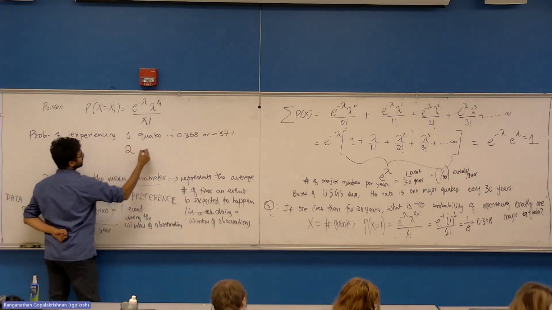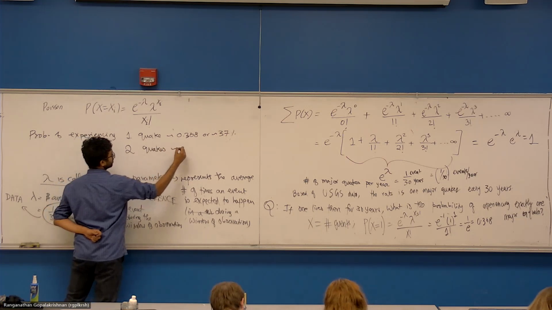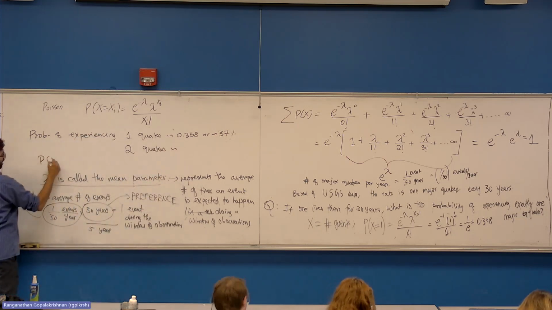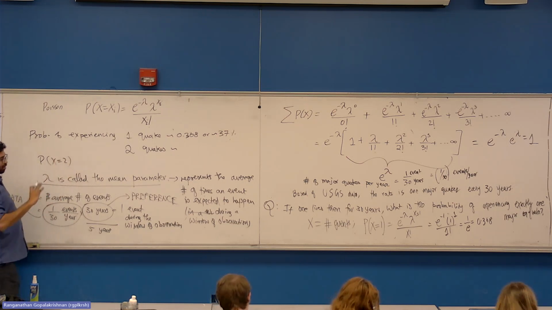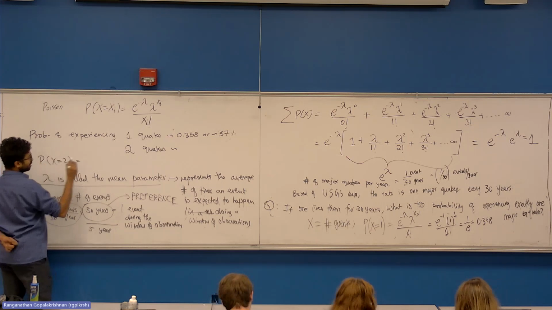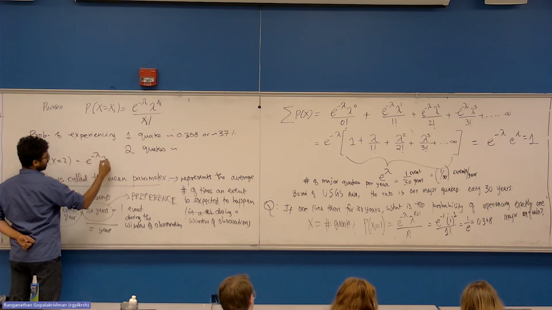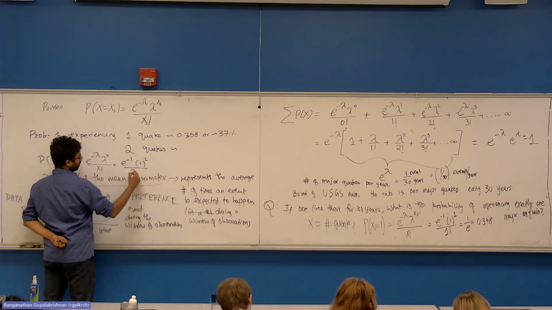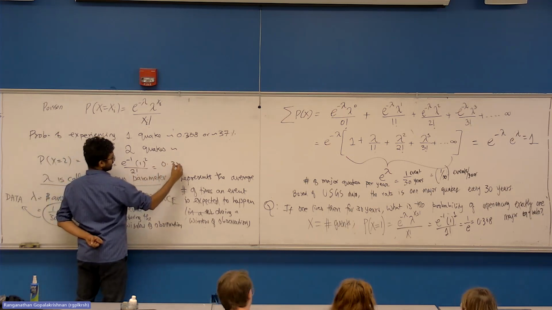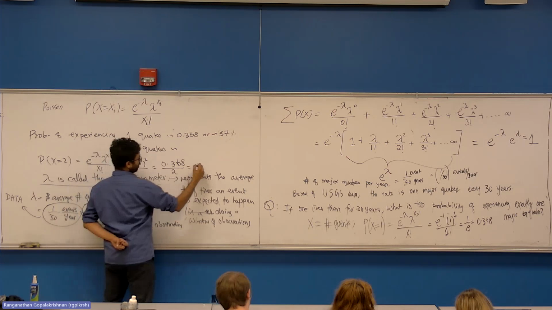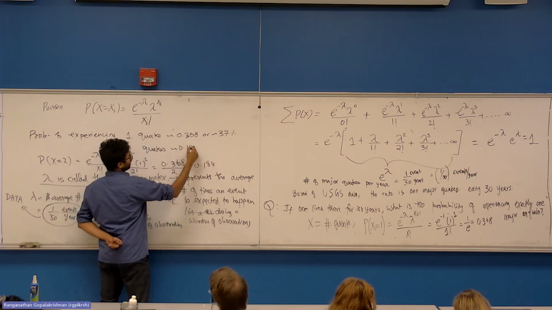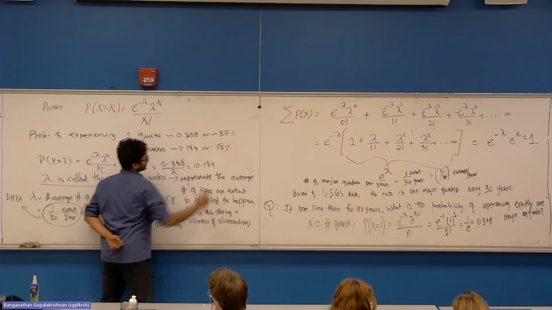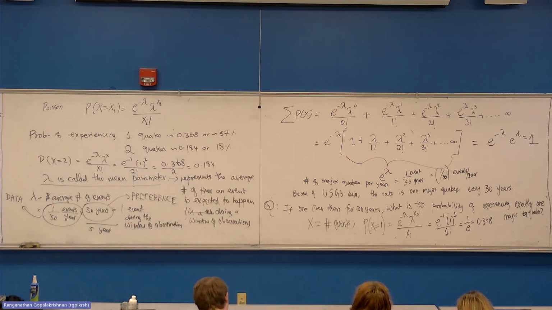What is the probability of experiencing two quakes? That would be the probability of x equals exactly two quakes, not one or two, it's exactly two. That would be e power minus lambda, lambda power x divided by x factorial: e power minus 1, 1 squared divided by 2 factorial. So this is 0.368 divided by 2, or 0.184, or nearly 18%. So there is a 37% chance you will experience one quake. There is an 18% chance you will experience two quakes.